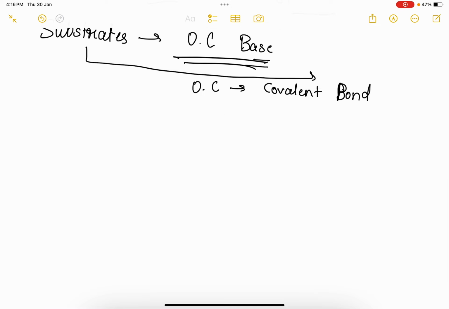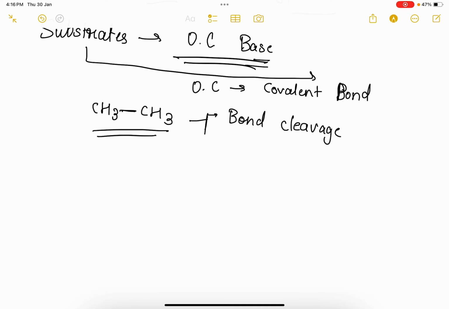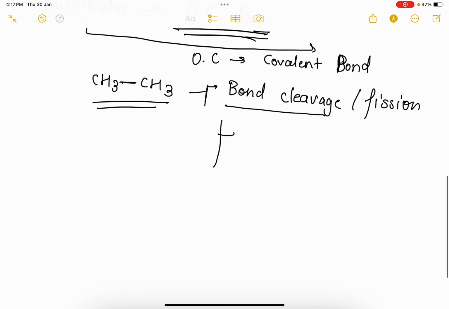Suppose there is a substrate which is CH3CH3. First thing we have to break the bond, and it is called bond cleavage. The breaking of a bond is called bond cleavage or bond fission. So in organic reaction, when the attacking reagent attacks the substrate, the substrate goes under bond cleavage. There are two types of bond cleavage.